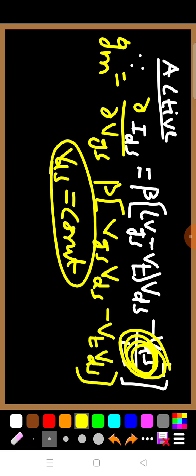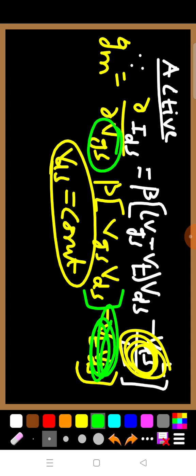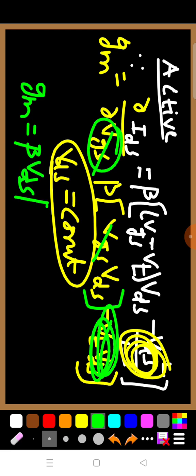I hope you are clear. Now if you observe further, you do not have any VGS term in the second term, therefore it becomes 0. Then what is the remaining term? Beta into VGS into VDS. If you differentiate with respect to VGS, then the VGS becomes 1. Therefore the transconductance in active region becomes beta into VDS. Now can anybody tell in which region?